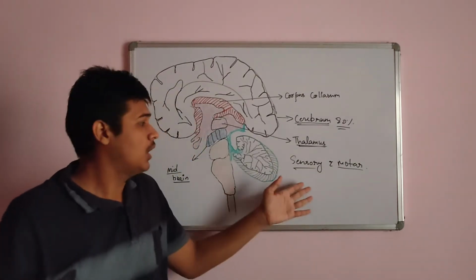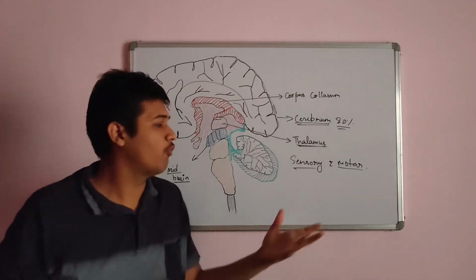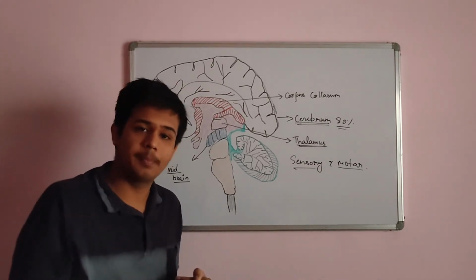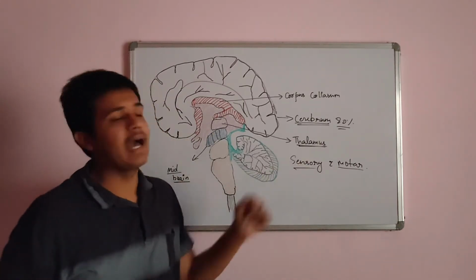For example, when we sense some bad smell, when we sense something bad, we try to move out from that area. So according to that we take action. That is controlled by this thalamus.